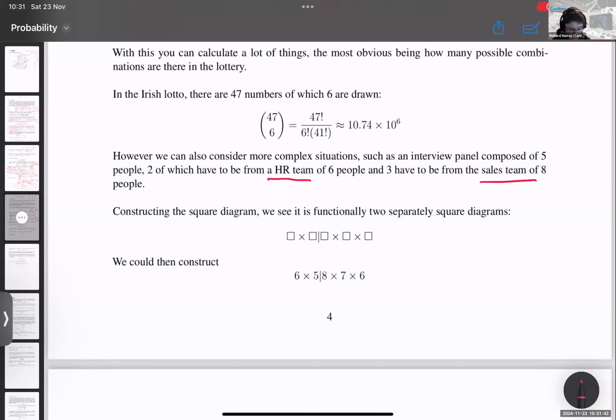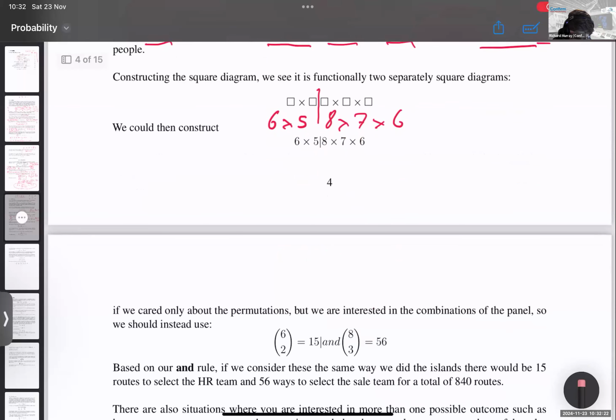So here we can have an interview panel composed of 5 people, 2 of which have to be from the HR team of 6 people, and 3 have to be from the sales team of 8 people. So there's a lot of information given to us there very quickly, but we can start by drawing our box diagram. So I've included just this vertical line to show that these are 2 different sets of selection. And for our HR team, there are 6 possible people. So we have 6 times 5. And for our sales team, there are 8 times 7 times 6. And then we can multiply all these through to get our answers.